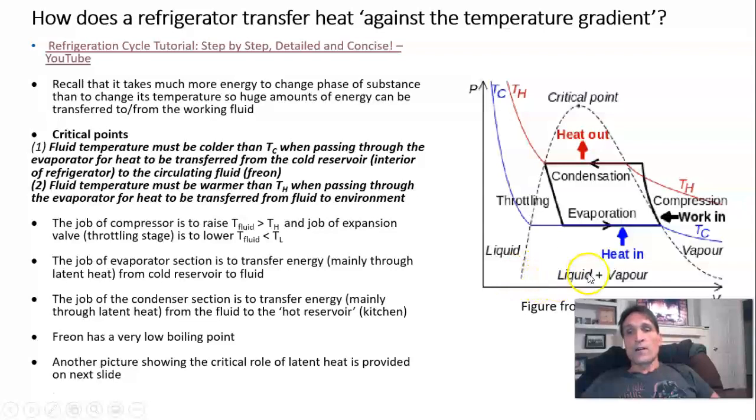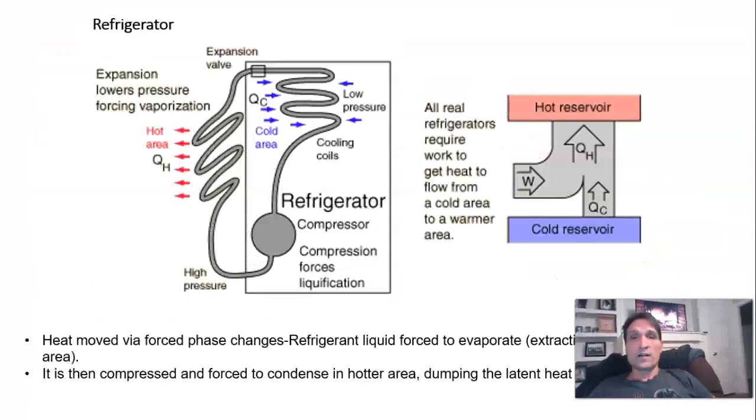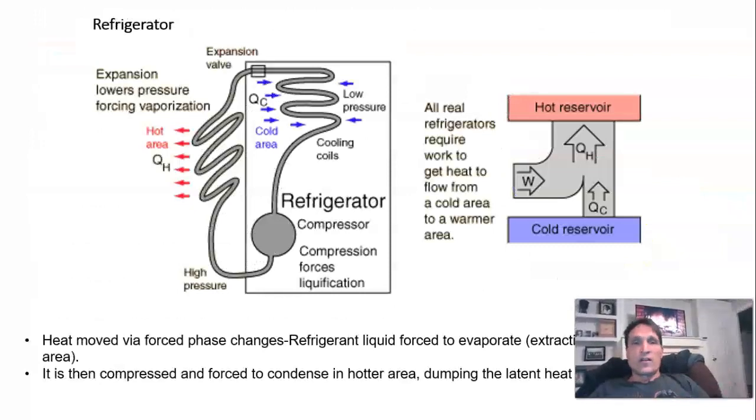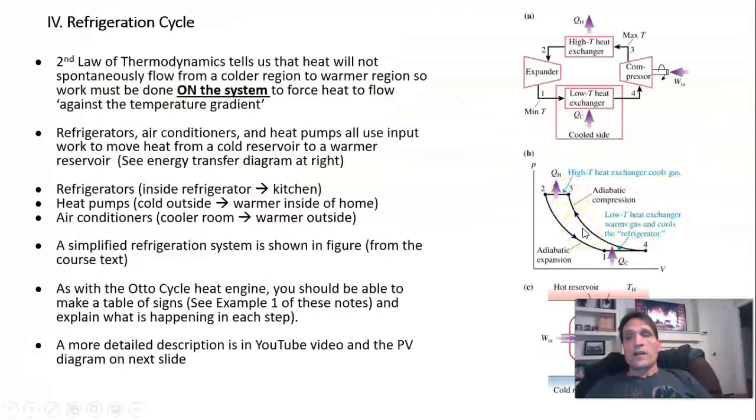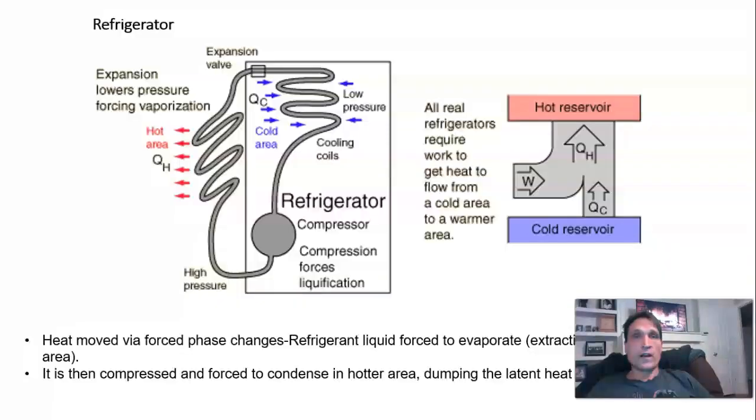Now, fortunately, the working fluid, for example Freon, has a low boiling point, okay? And so this is operated very close to the boiling point at low temperatures, and that will facilitate a lot of that latent heat transfer. And then here's just another picture of the refrigerator, which pretty much repeats what was in the video. So you should be able to understand the steps of the process for a refrigerator, just like an Otto cycle for a heat engine. You should be able to look at the PV diagram, explain each step, and make your table with the signs. There's another homework problem that will give you practice for that.